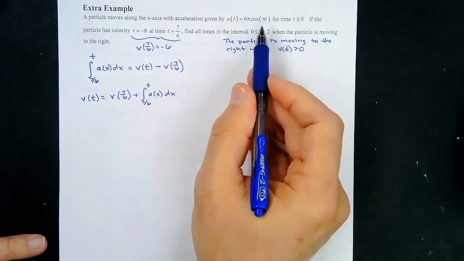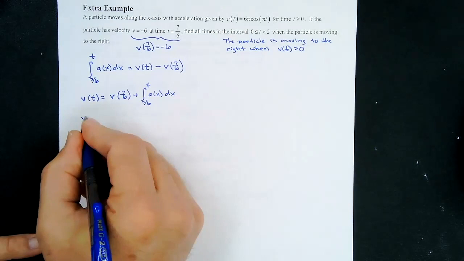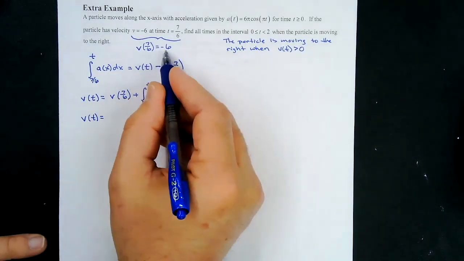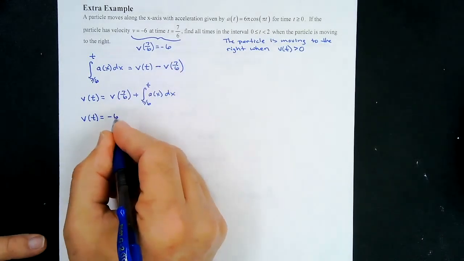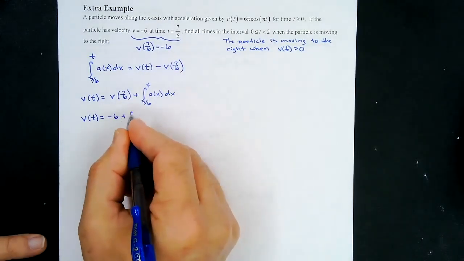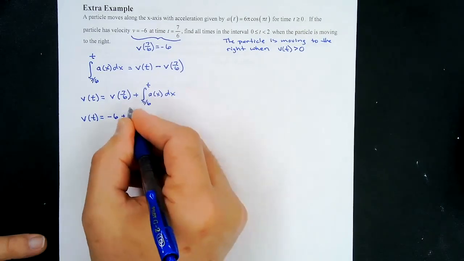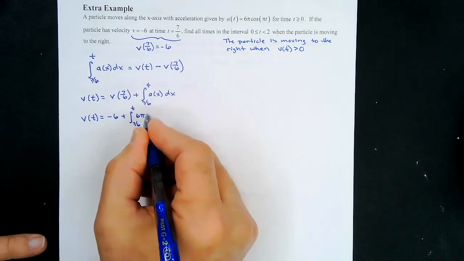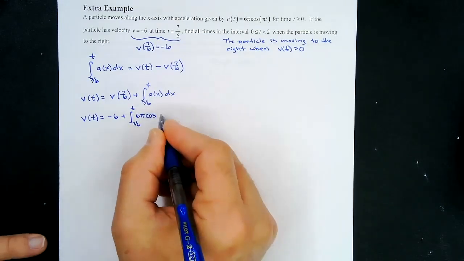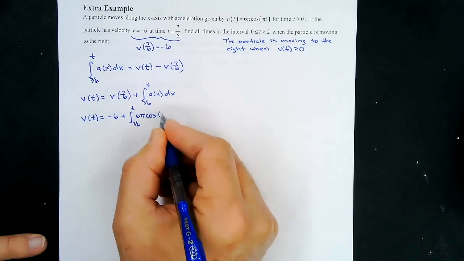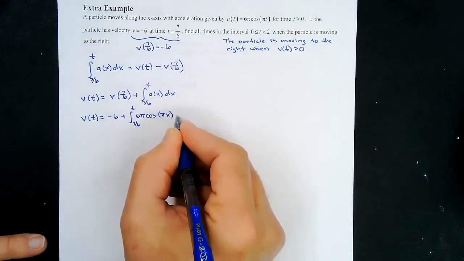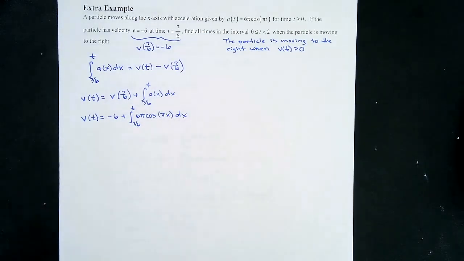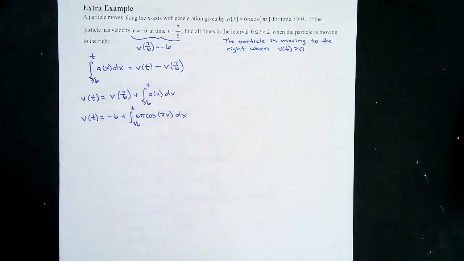Now, what I'm going to do next is I'm going to replace a of x with 6 pi cosine pi x. All right, so this is v of t is equal to, and v of 7/6 I know is -6, and then plus this integral 7/6 to t of 6 pi cosine of pi x, and then dx. Okay, like we've done before, and we've actually already done this one, right?